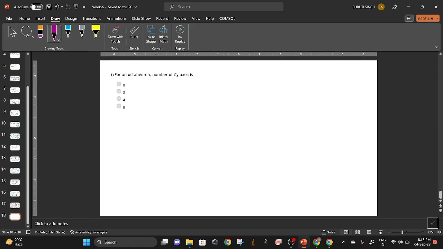This last question is for you to solve. For an octahedron, the number of C3 axes is? How many C3 axes are there in an octahedron? A 120-degree rotation. So how many such axes are present? You can think of an octahedron as a sum of two tetrahedrons.